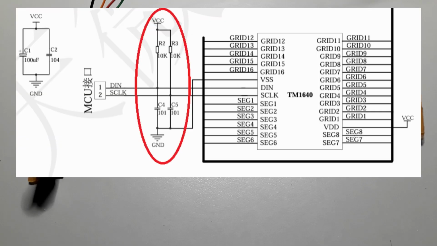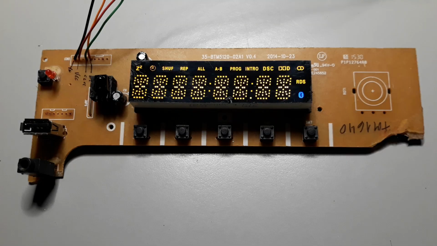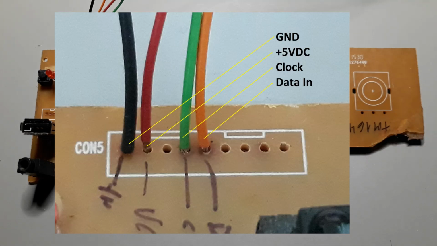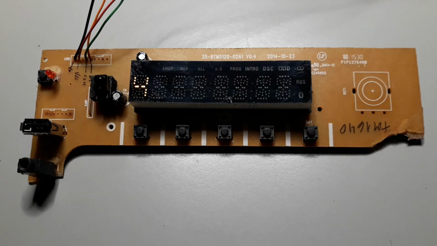It is important to use pull-up resistors and filter capacitors. The connections to the Arduino are GND, plus 5 volts DC, clock and data. These two signals go to pin 7 and pin 8. Use an external power source of plus 5 volts DC, and don't forget the GND as a reference between the Arduino, the power source and the panel.